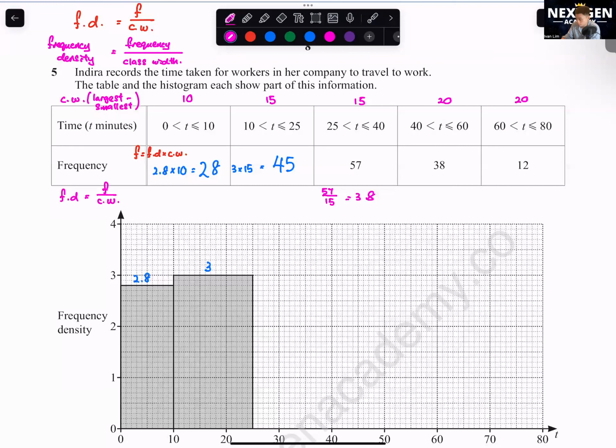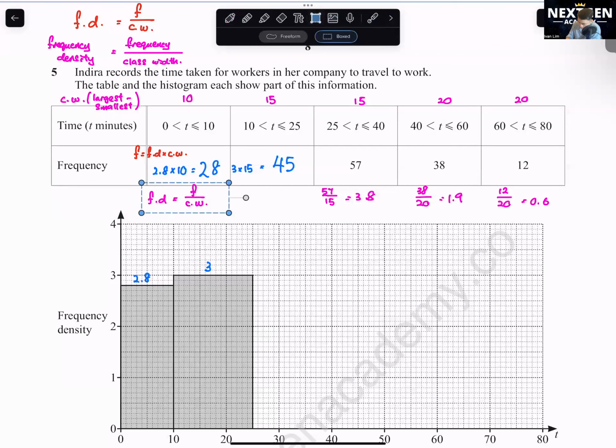3.8. 38 over 20, 1.9. 12 over 20, 0.6. Maybe I just move it here so you can see.